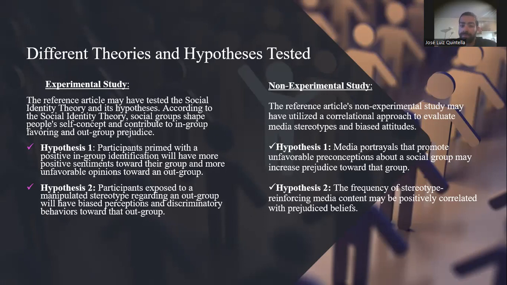Hypothesis number 1: media portrayals that promote unfavorable preconceptions about a social group may increase prejudice towards that group. And hypothesis number 2: the frequency of stereotype-reinforcing media content may be positively correlated with prejudiced beliefs.